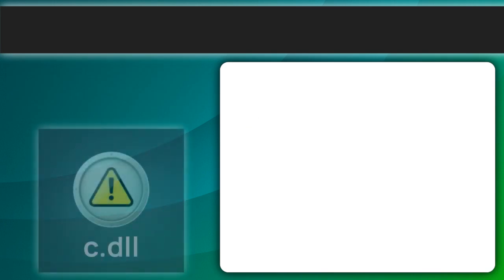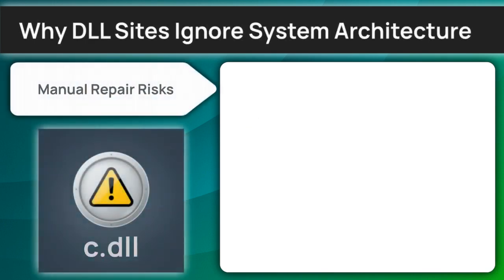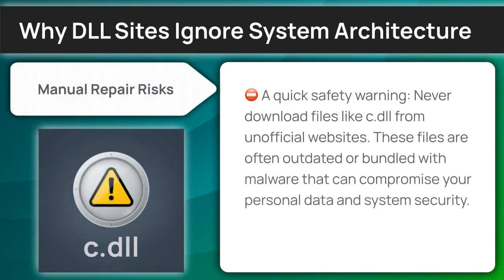To protect your system architecture, I have a few recommendations regarding file authenticity. Most individual downloads of C Library DLL lack a valid digital signature, meaning they have not been verified for authenticity or safety by the original software developer.